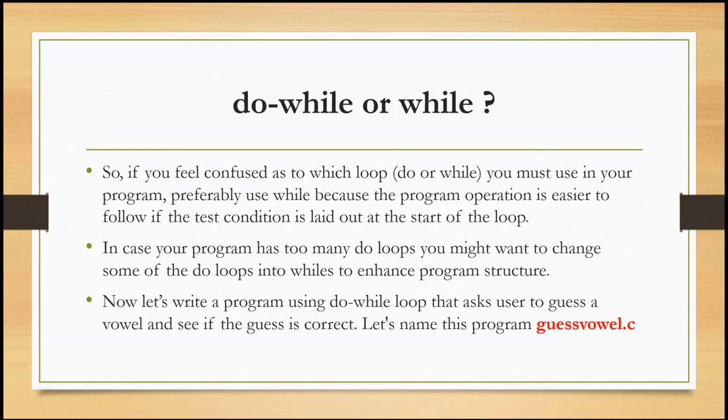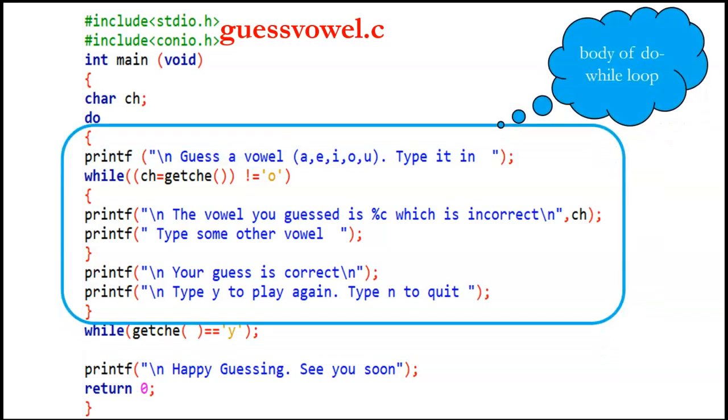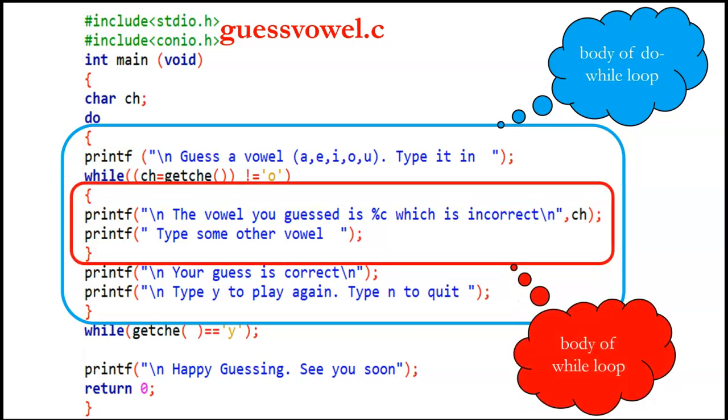Now let's write a program using a do while loop that asks the user to guess a vowel and see if the guess is correct. Let's name this program guessvowel.c. Now here is the guessvowel.c program. In this program, as you can see, we have nested a while loop inside the body of a do while loop. So this is the body of the do while loop, and these printf statements constitute the body of the while loop. Okay, so the while has been nested inside the do while.